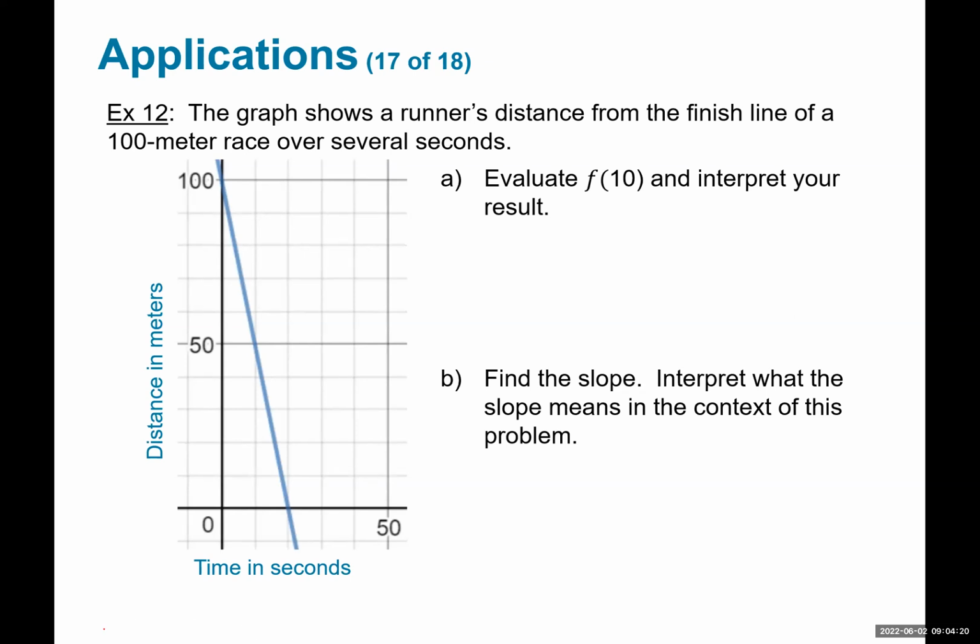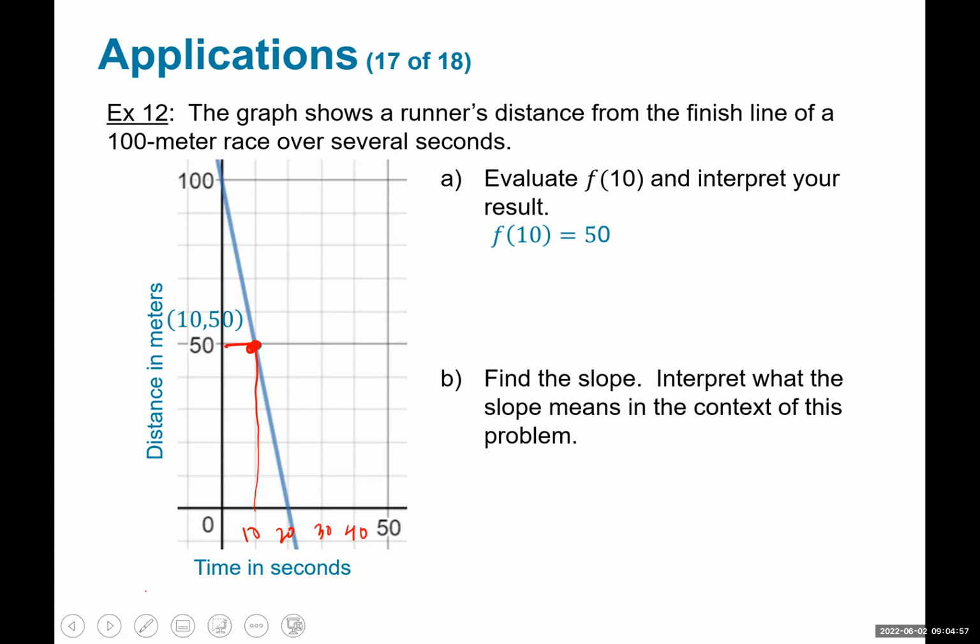The graph shows a runner's distance from the finish line of a 100-meter race over several seconds. Evaluate f of 10 and interpret your results. So f of 10, this looks like it's going by 10: 10, 20, 30, 40, 50 seconds. So 10 seconds to me looks like 50 meters in distance. So yeah, f of 10, that point is (10, 50). So f of 10 equals 50.